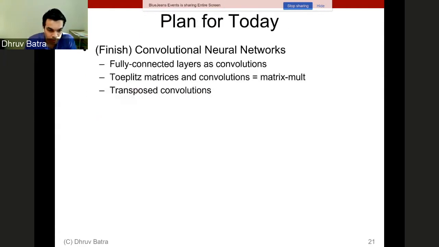Okay, so we are done with understanding fully connected layers as convolutions. Let's now start moving towards transposed convolutions, and along the way we'll meet Toeplitz matrices.